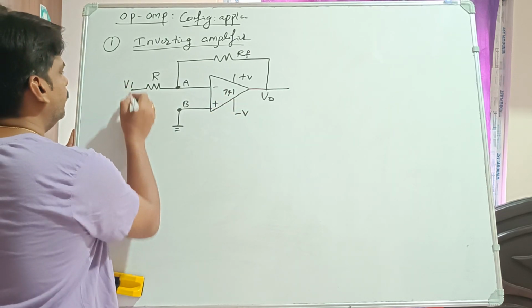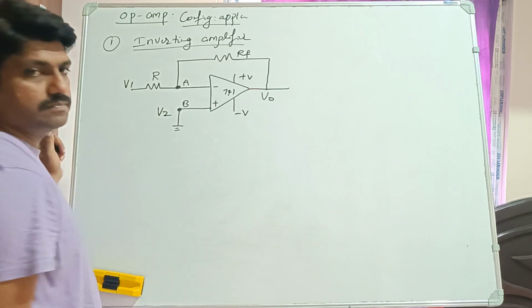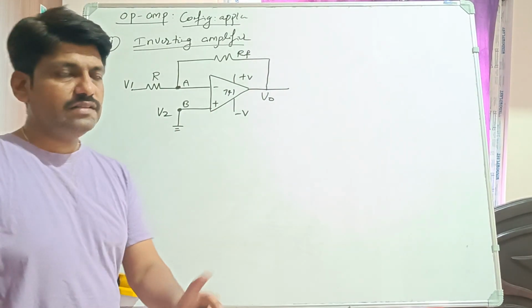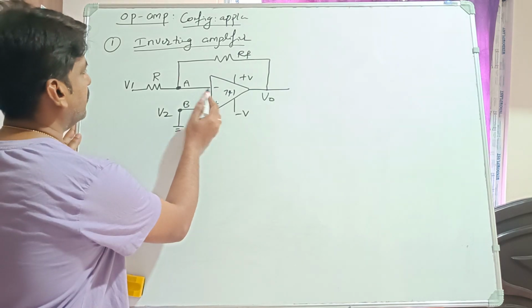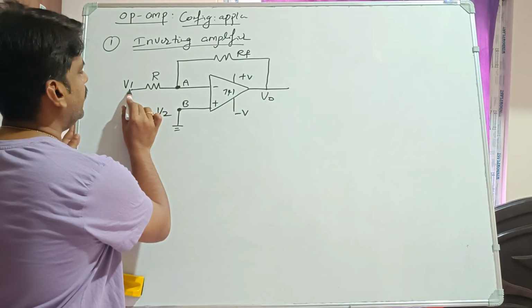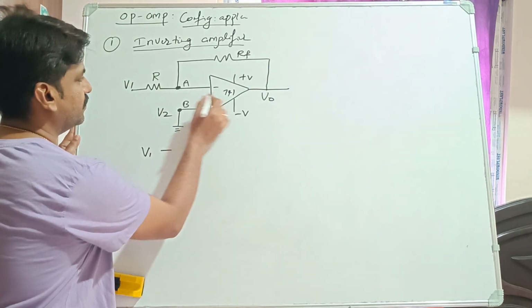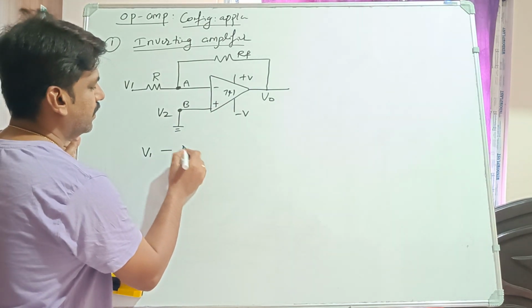So I will call this V1 and I will call this V2. So we have used the same op-amp symbol with 5 terminals, but for the first terminal we are considering V1 as input. V1 is the input, which is connected to which terminal?